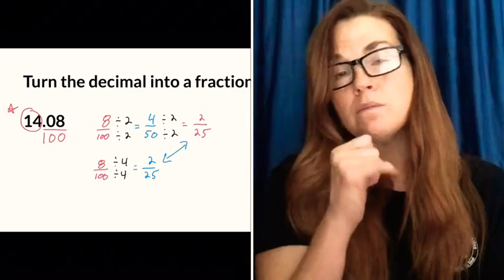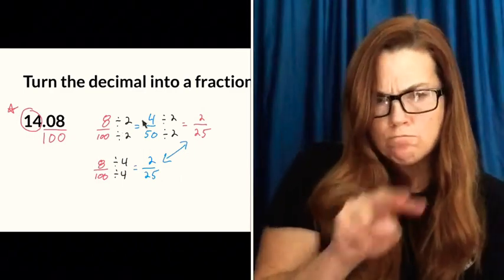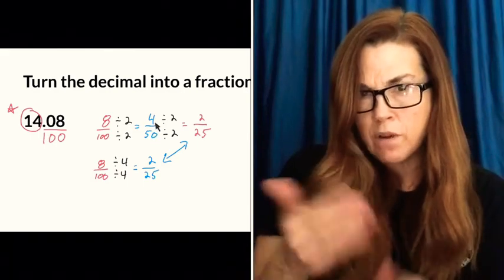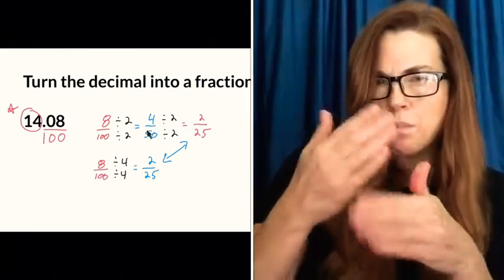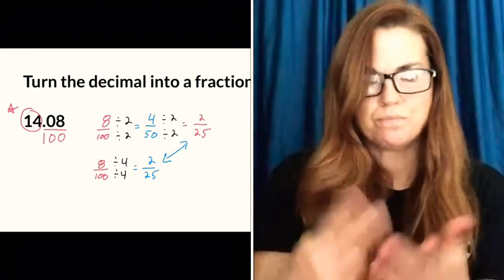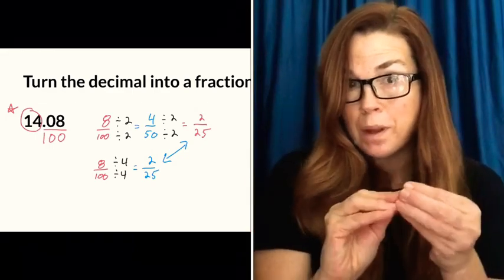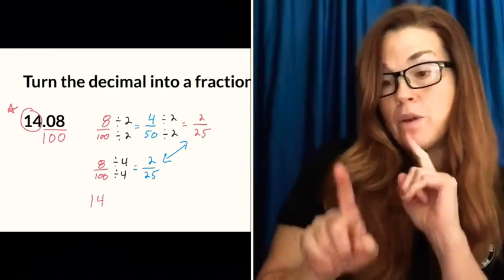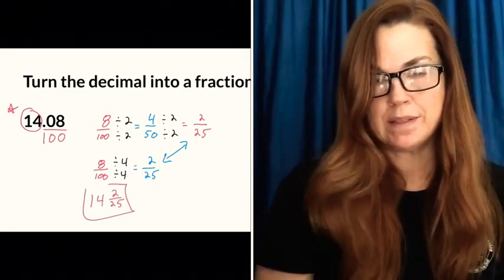It's just if you didn't see that we could divide by 4 at the end, then you just need to make sure. If you simplify once, you need to make sure that you can't simplify any more. And in the case that we did the first time around, we could have simplified by 2 twice or by 4 once. All right. But we can't forget about that whole number. So my final answer is going to be 14 and 2 25ths.